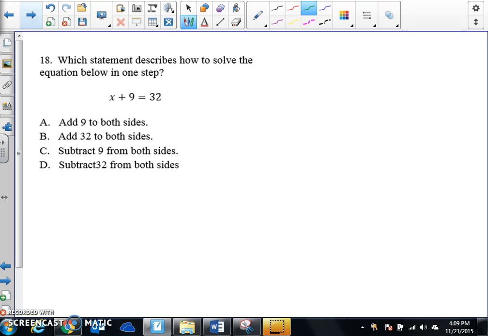All right. How to solve the equation in one step. I cover up my x. Remember, I find my variable, and then I want to get rid of that plus 9. The opposite of adding 9 is subtracting 9, so I want to subtract 9 from both sides.